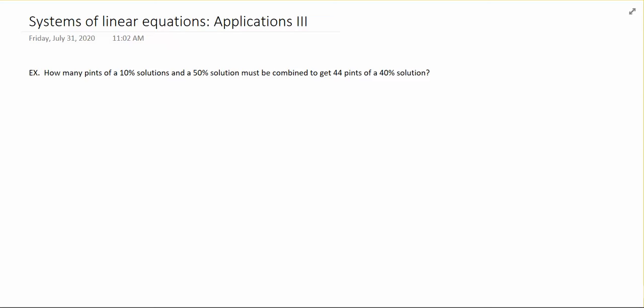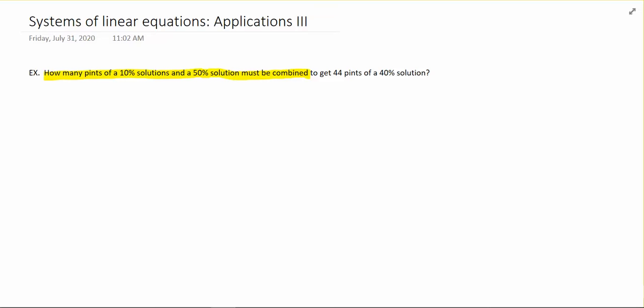Hello, and take a look at this last application problem for systems of linear equations. So first of all, let's read this question. It says, how many pints of a 10% solution and a 50% solution must be combined to get 44 pints of a 40% solution? So if we start with the question, it says right there, how many pints of a 10% solution and a 50% solution must be combined, right?